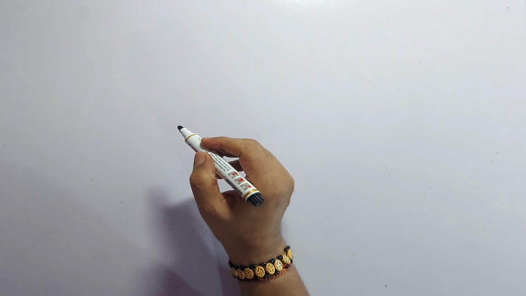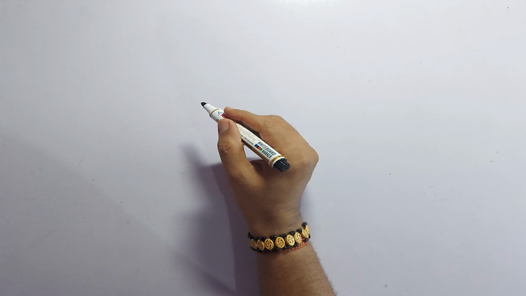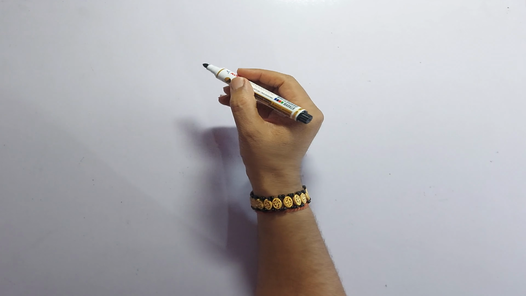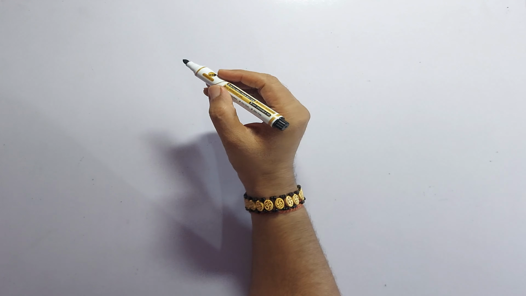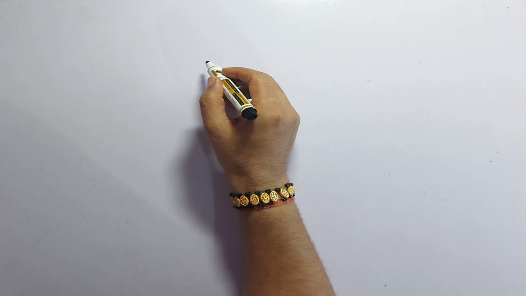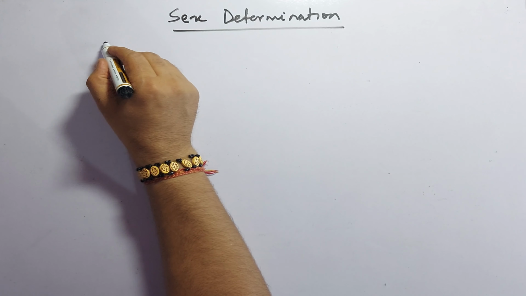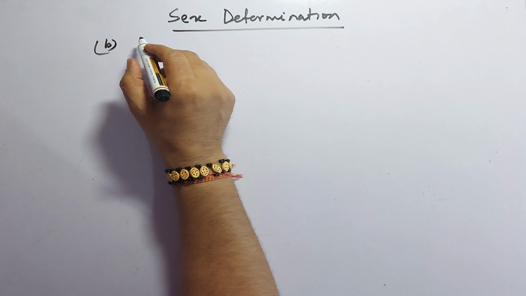Hello students, today we will discuss part 12 of genetics, class 12. Last class I discussed sex determination in organisms, and I have already discussed male heterogamity, but today we will discuss the second one, that is female heterogamity.